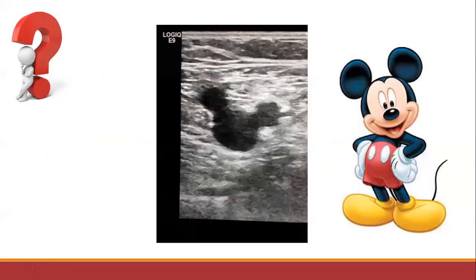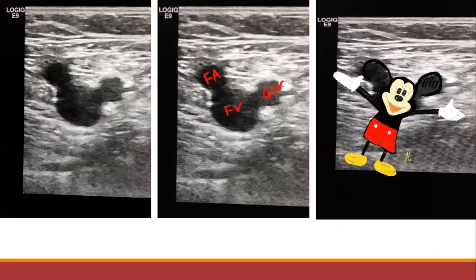So we will take a break from neurology for a second. Are there any other Mickey Mouse signs that you know of? What is this Mickey Mouse sign? Any takers? Femoral vein and femoral artery. Very good. Correct. So you have femoral artery, femoral vein, and the great saphenous vein. This is an ultrasound image, and this is another Mickey Mouse sign that there is in medicine.